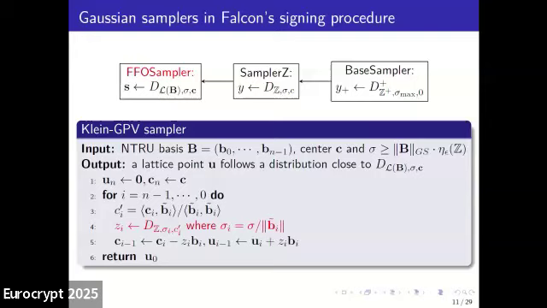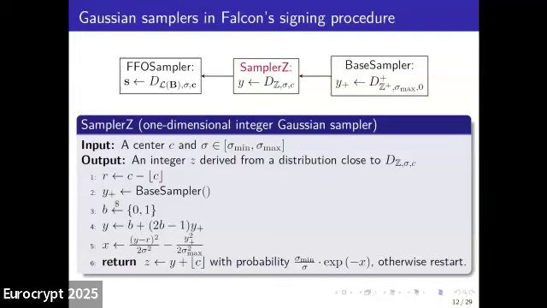Next, we briefly introduce the Gaussian samplers in Falcon's signing procedure. In the left layer, FFSampler is a ring-efficient variant of the Klein GPV sampler, and lattice Gaussian sampling can be reduced to a series of integer Gaussian samplings with variable centers and standard deviations.